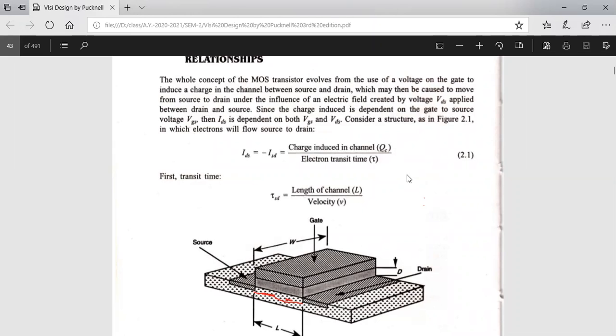So between source and the drain means in the channel area. The channel has some amount of charge. The charge induced in a channel is indicated with QC. And what is this electron transit time? It's the time taken by the electron to move from the source to the drain. So how can we calculate this electron transit time?